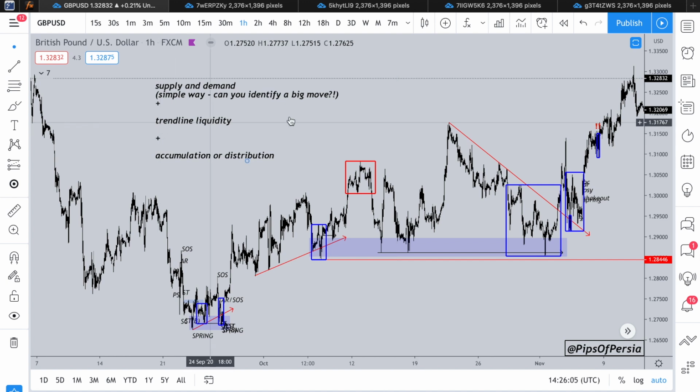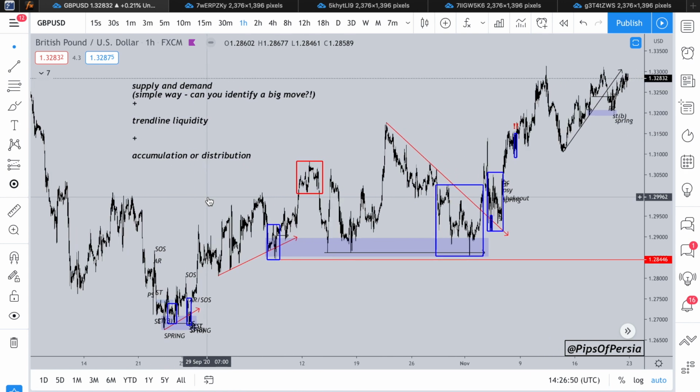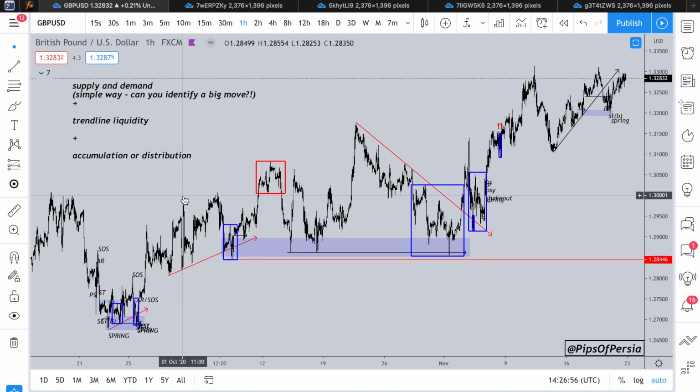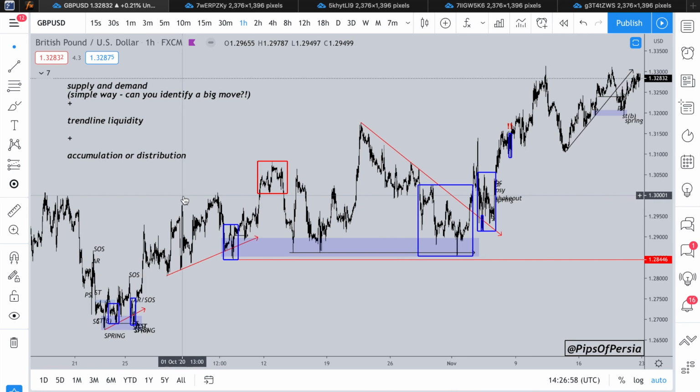There are going to be 3 major points that we are going to be going through today: supply and demand, or a simple way to identify supply and demand on the charts, and using that alongside trendline liquidity or trendline manipulations, alongside accumulation and distribution, to be able to identify a phenomenal trading scenario. Now, as I said, this is going to be a market behavior case study, so we're not going to break down any specific trading scenarios. This video is specifically designed to help you be able to see the trading scenarios independently for yourself.